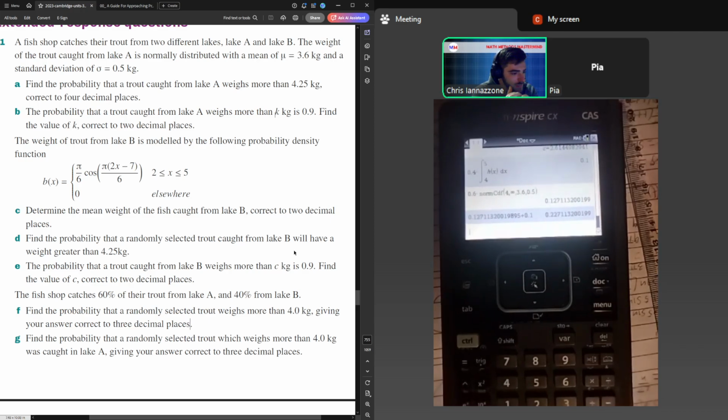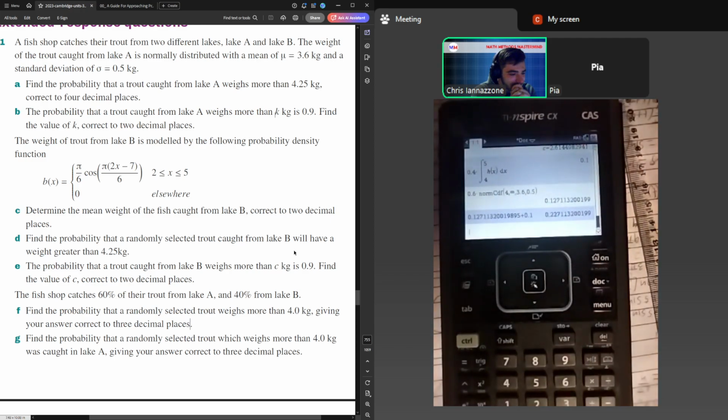Part G, find the probability that a randomly selected trout which weighs more than 4 kilograms was caught in Lake A. That's a cheeky phrasing. How dare they? There's a very specific concept that is brought up in the phrasing of this. They did their best to mask it. I'm curious if you spotted it anyway.